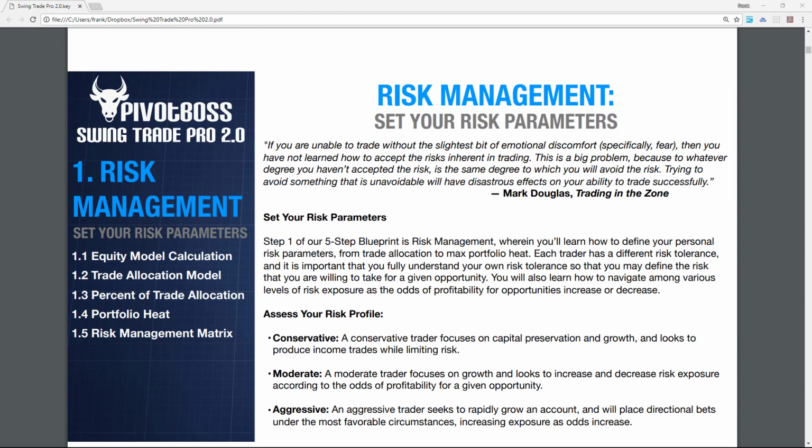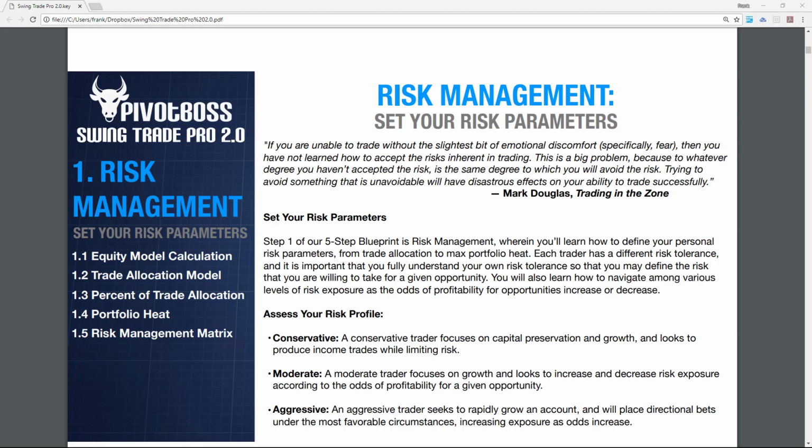So I'm going to go ahead and start off with a quote by Mark Douglas from the book Trading in the Zone, one of my favorite trading books. It could change your trading life in just the first 15 to 20 pages, much less the rest of the book. It is a powerful, powerful book. And in this quote, you see here at the very top, if you are unable to trade without the slightest bit of emotional discomfort, specifically fear, then you have not learned how to accept the risks inherent in trading.